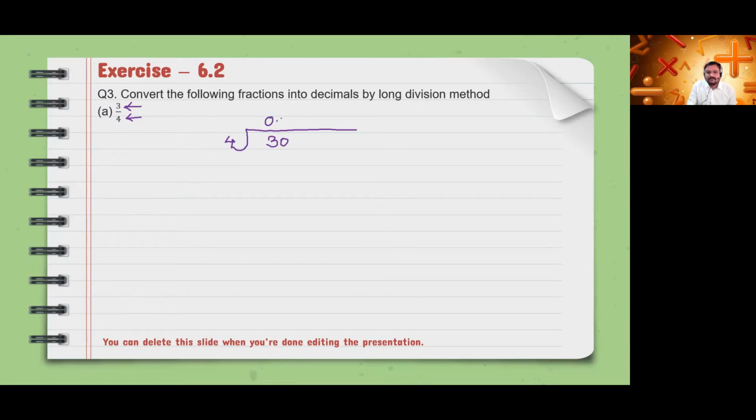Now 4 sevens is 28. If we subtract it, what we will get? 2. We put a 0 here. 4 fives is 20. So what is the value of 3 by 4? In decimals, it is 0.75. You will have to perform the division, then only you can write the answer.